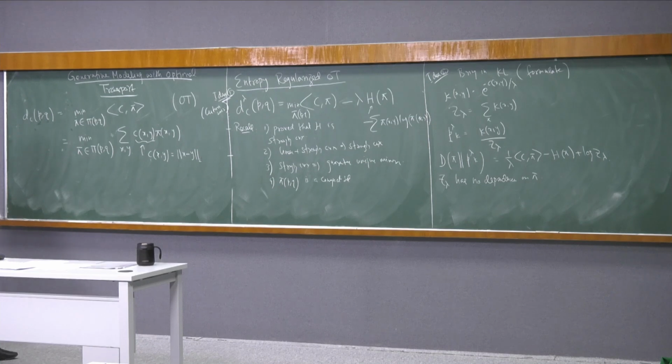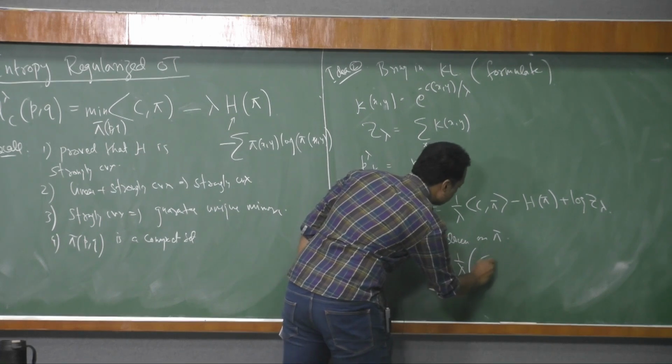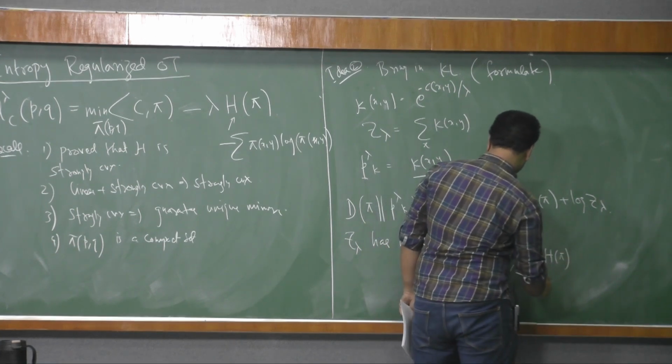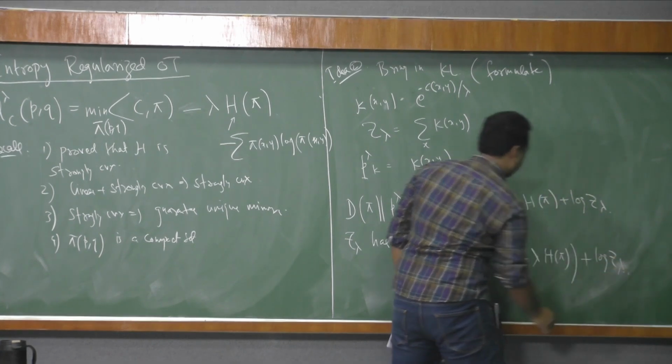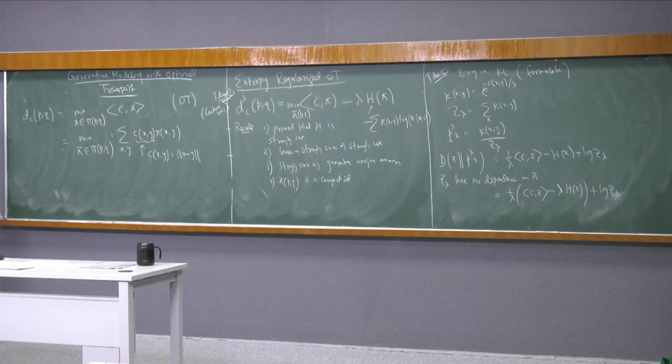As I said, you take 1 by lambda common, and you get the same thing with the additional lambda: 1 by lambda times c pi minus lambda h pi, and then that's it, log z lambda. So the pi at which this d lambda c will be minimized will be the same pi, because the 1 by lambda constant factor doesn't change where the optimum is achieved, and the constant log lambda also doesn't play any role in where the minima is achieved. In other words, in optimization we say that both are equivalent optimization problems.